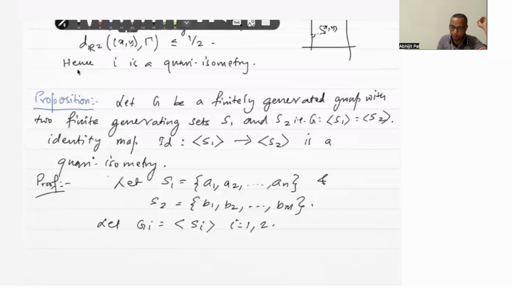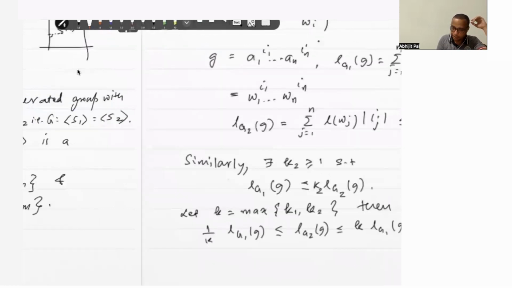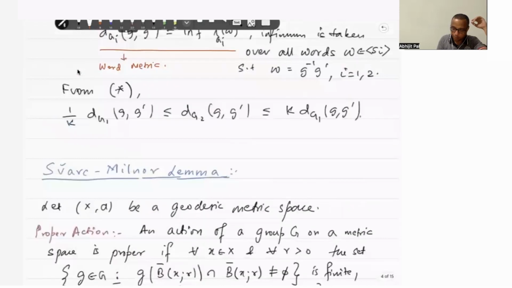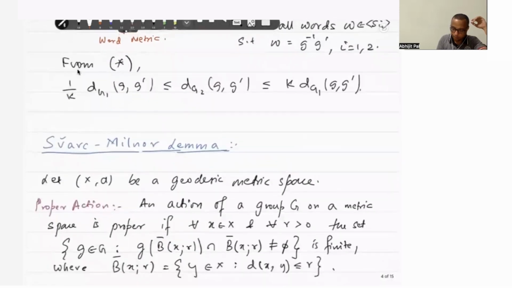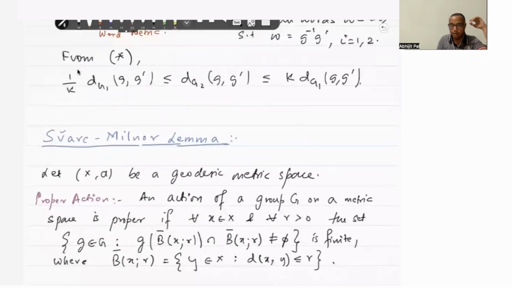Okay, so I'll stop here. And in the next class, I'll prove the Schwarz-Milnor lemma. It states that if a group acts properly and co-compactly on a geodesic metric space X, and we also assume that the group is finitely generated, then the Cayley graph of that group will be quasi-isometric to the geodesic metric space X. Okay, so I'll stop here.